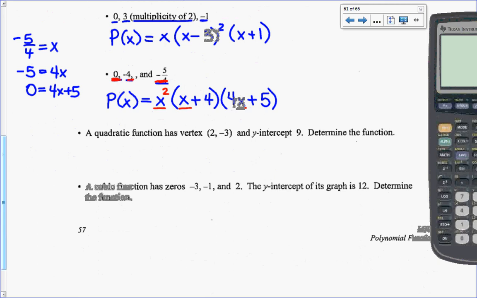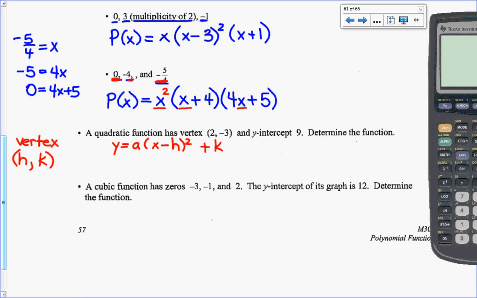Okay. A quadratic function has a vertex at 2 and negative 3 and a y-intercept of 9. We have to determine the function. That means the equation for the function. Okay. So I know in vertex form that the vertex would be h, k. Remember that form that we looked at a few days ago? Vertex is h, k in this formula. y equals a times x minus h squared plus k.